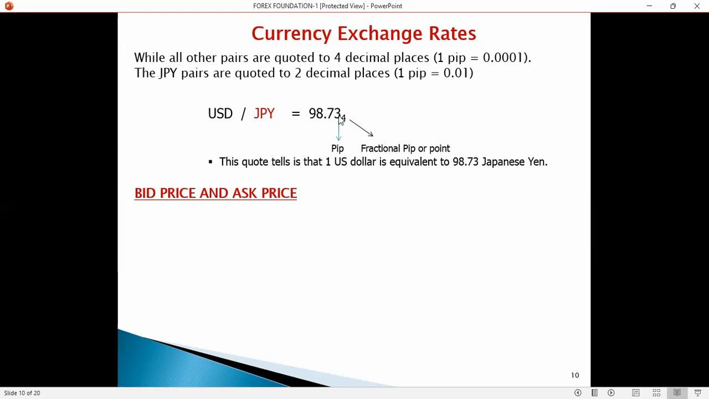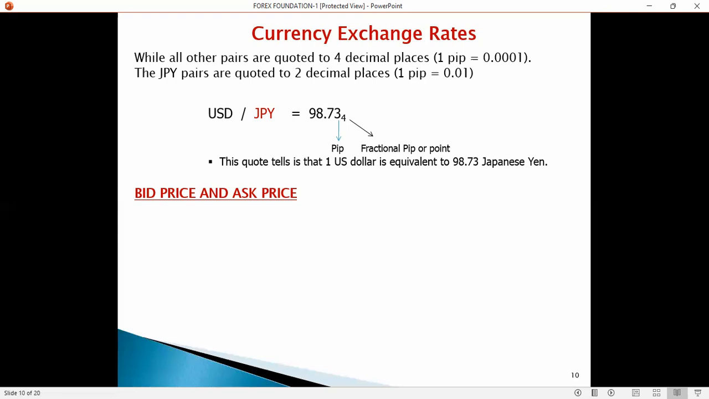So the second decimal place number right here is known as the pip. The third one right here is known as the fractional pip. All currency pairs have fractional pips. Like I have explained, a fractional pip is like milliseconds. It's a pip or point that moves faster. It counts from 0 to 10 before the next number can change.